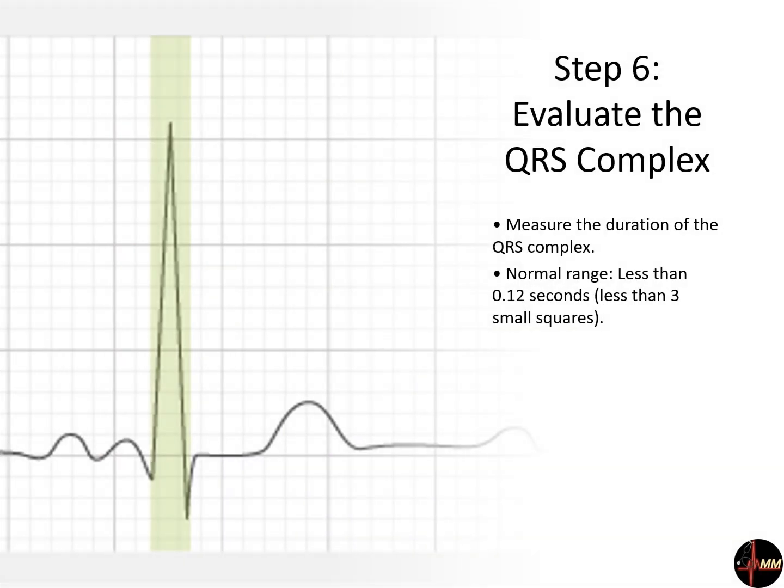Now let's evaluate the QRS complex. Measure its duration, which should be less than 0.12 seconds or less than 3 small squares. The QRS complex represents the depolarization of the ventricles and is crucial for diagnosing ventricular abnormalities.